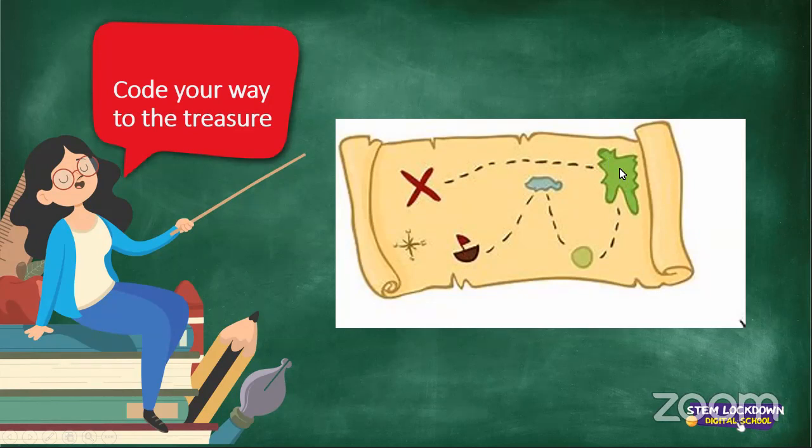Does anyone in the class want to take a guess on how many steps the computer or the person needs to follow to get from the green grass to the treasure? Anyone that's interested in trying that? Let's quickly do it together. 1, 2, 3, 4, 5, 6, 7, 8, 9, 10, 11. So if I have to give the computer an instruction to go from point A to point B, I would have to tell it to do 11 steps.